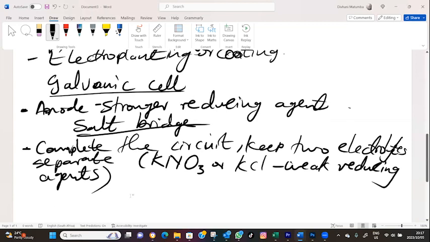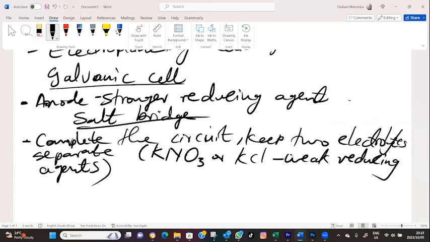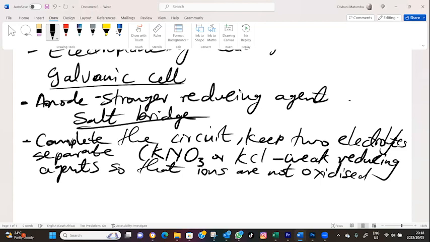Why are they weak reducing agents? They are weak reducing agents so that the salt bridge ions are not oxidized, but rather the ions in the electrolytes are the ones that are supposed to be oxidized. That is why.